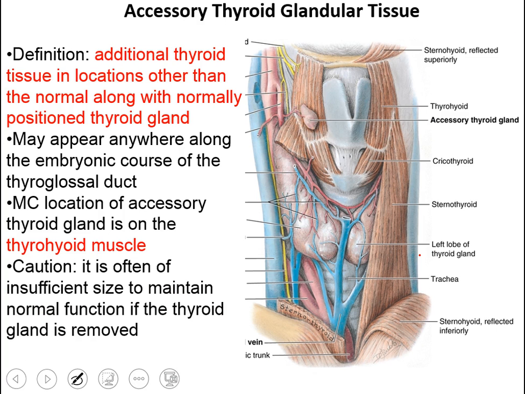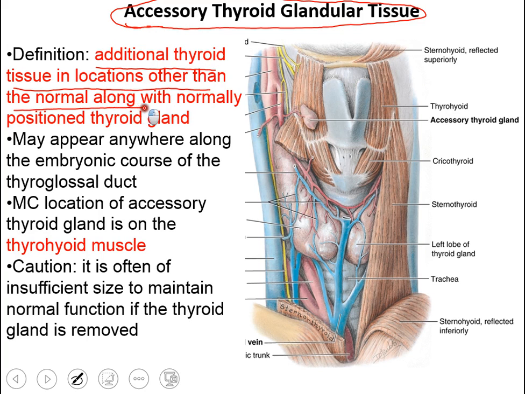This slide provides more explanation about accessory thyroid gland. We can define accessory thyroid gland as a presence of additional tissue in locations other than the normal anterior neck region, along with a normally positioned thyroid gland.